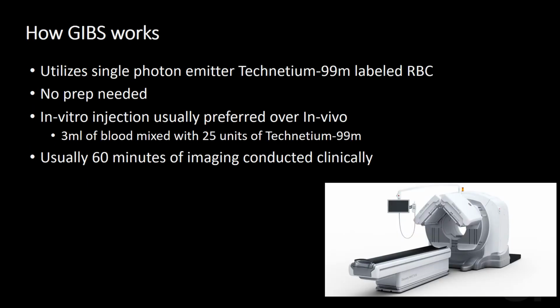So they utilize a single photon emitter, technetium-99 labeled red blood cells. So the patient comes in, usually no prep is needed, as opposed to something like a colonoscopy. 3 milliliters of their blood is drawn and mixed with 25 units of technetium. This is now injected back into the patient. This is known as the in vitro method, and it's usually preferred over the in vivo method, which involves injecting technetium into the bloodstream. This usually leads to suboptimal labeling because of free technetium dispersed throughout, and the in vitro method is what's usually preferred. And usually 60 minutes of imaging is conducted clinically.